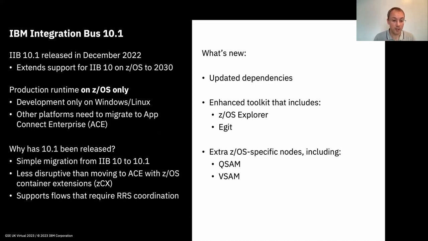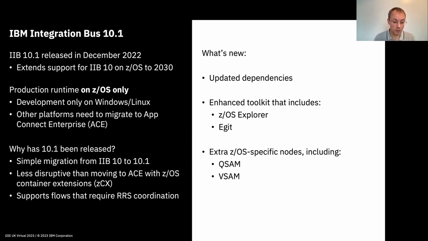With IIB 10, we've now released a revision of that called 10.1, which enhances and provides continued support for this offering on the z/OS platform out through until 2030. So you haven't got to migrate over to the new App Connect Enterprise offering. IIB 10.1 is available to run on z/OS only. You develop your message flows and so forth on Windows and Linux. IBM has done this to ensure that you can continue to run IIB on the z/OS platform in the way that you're used to.